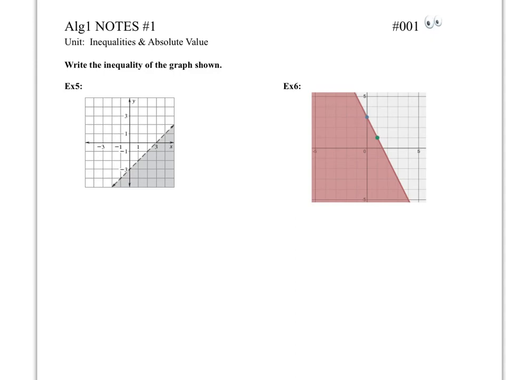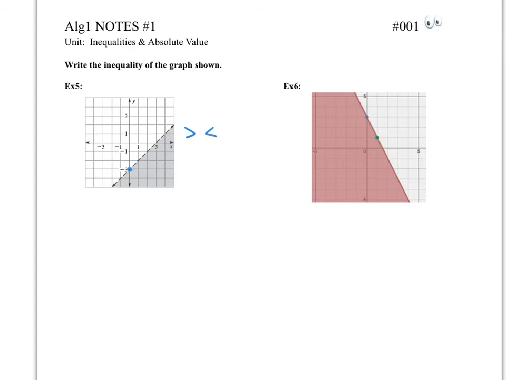The last thing I'm going to do in this first set of notes is take the graph of an inequality and create the inequality. So we're essentially working backwards. It's kind of like writing a slope-intercept equation, but doing it with an inequality. The first thing that might stand out to you on this graph is that the line is dotted. What that tells you is that your inequality is either going to be greater than or less than.